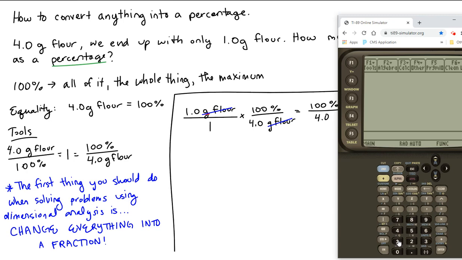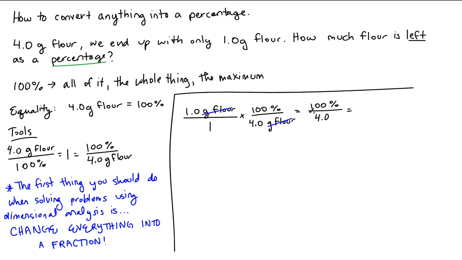So we need to ask our calculator, what is 100 divided by 4? And if you want to put 4.0, that's fine too. Either way, you would get the answer of 25. So let's come back over here and write that in. So the numbers divided would give us 25, and we're left with percent. And there is our answer. So the answer to this problem is when we have only 1 gram of flour left, we have 25%.